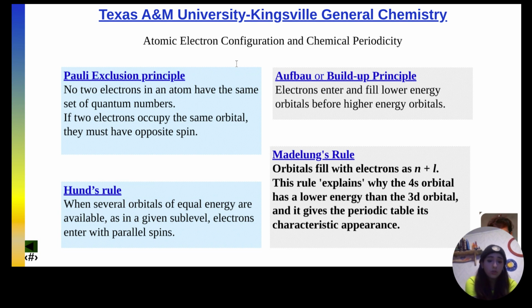Madelung's rule: orbitals fill in order of n plus L. This rule explains why the 4s orbital has a lower energy than the 3d orbital, and it gives the periodic table its characteristic appearance, as said previously.